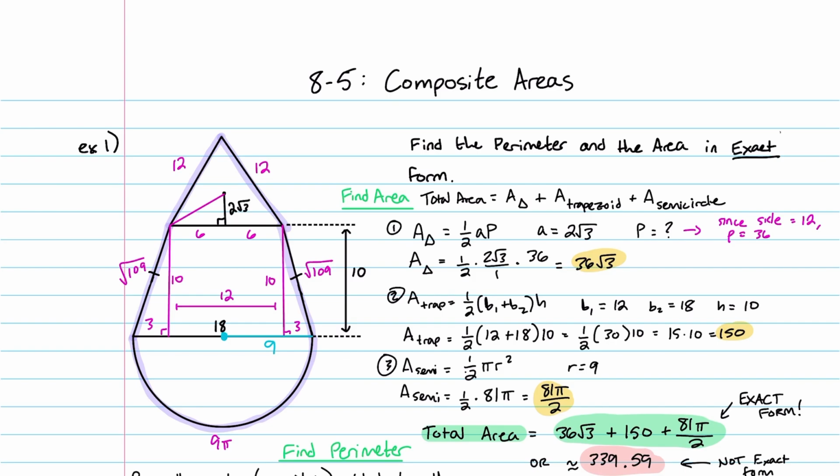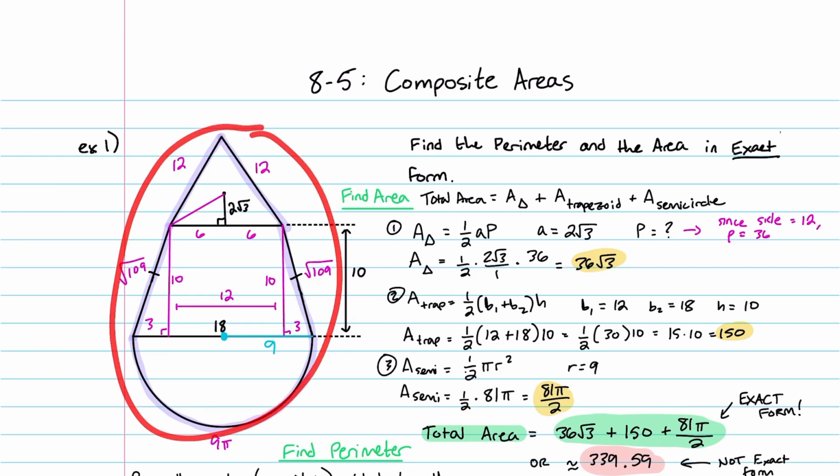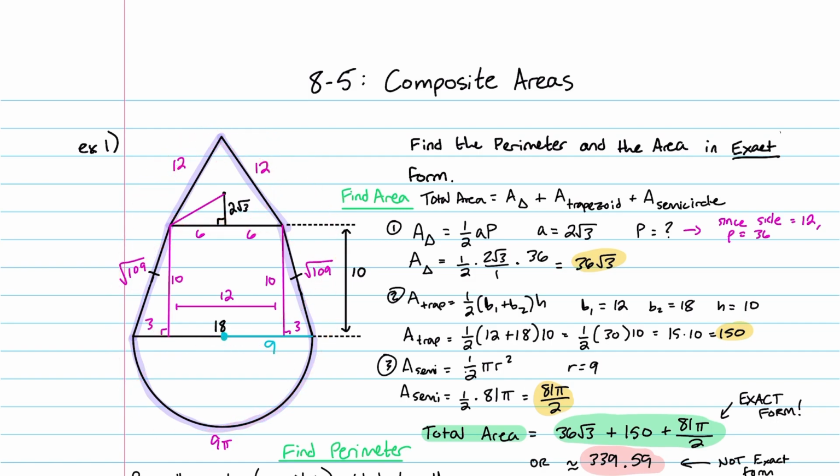I have what we call a composite shape because you'll notice it's made up of multiple shapes. This one is made up of a triangle, a trapezoid, and a semicircle. And so the first thing that I do when I need to find the area and the perimeter of the shape, I usually deal with area first. So I figure out a plan for the area.